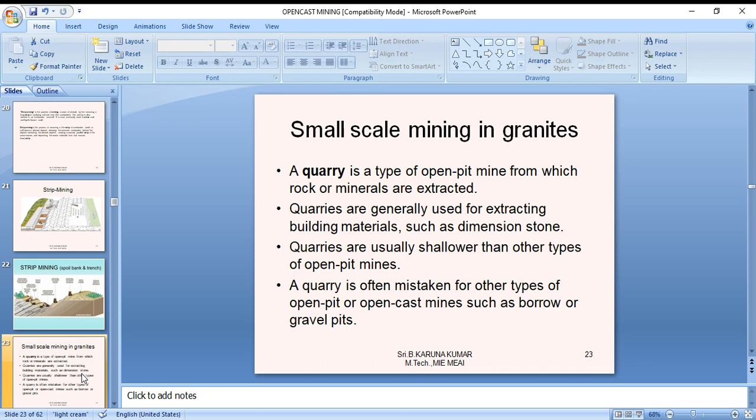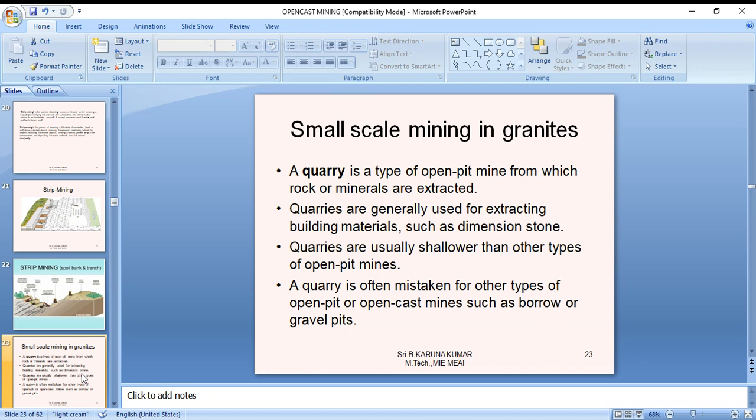Quarry is a type of open pit, no doubt, from which rock or mineral is extracted. Quarry has a general use in extraction of building material such as dimension stone. So here you can particularly note the dimension stone. Most of our building material purposes, flooring purposes, you are using marbles and granite for kitchen slabs or decorative items. Granite should be in dimensions, because 1 feet by 1 feet has some rate. If you go for huge big sizes, then the dimension is required. So they are called dimension stone.